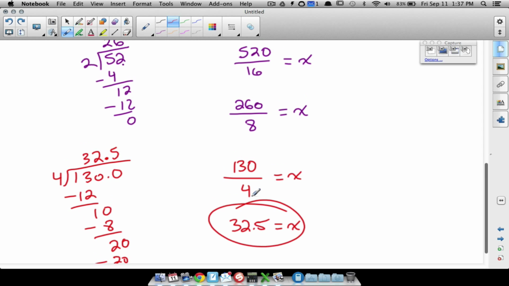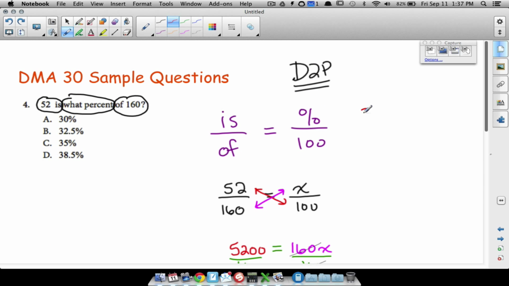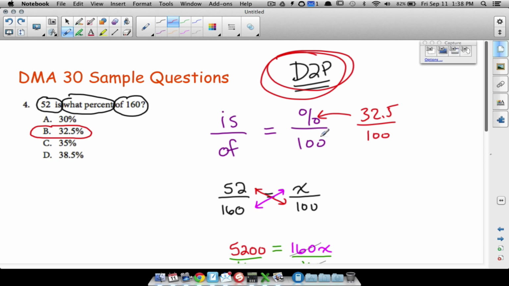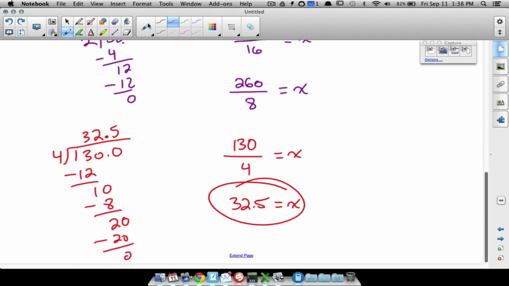But the reason why we don't move this decimal here, because that number, 32.5 over 100, think about that. That's our answer. 32.5 is going to be our percent right there. And the reason why that's 32.5 and you see a percent is because 32.5 out of 100 means 32.5%. There's no need to do this D2P since we already had the percent over 100. Be careful right there.